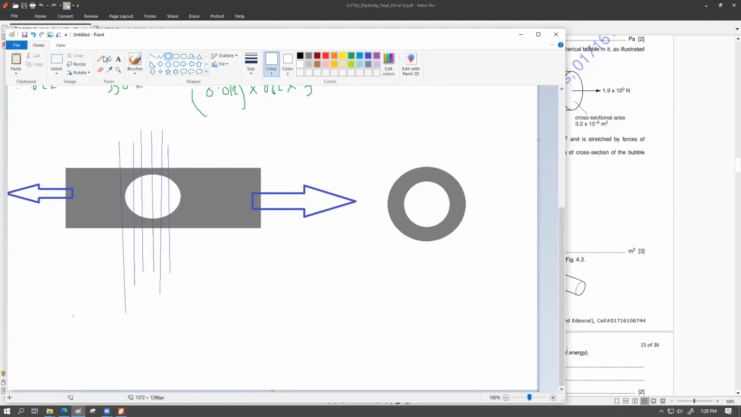In the formula that we write, Y equals FL by AE, this cross-sectional area is the actual cross-sectional area of the material. So in true sense, this cross-sectional area would actually mean this ash colored area, not the whole thing. So how can we apply this idea for our math? Let me work it out for you.